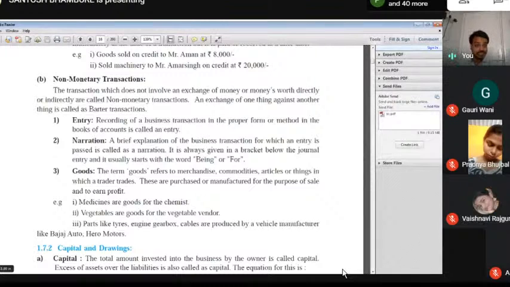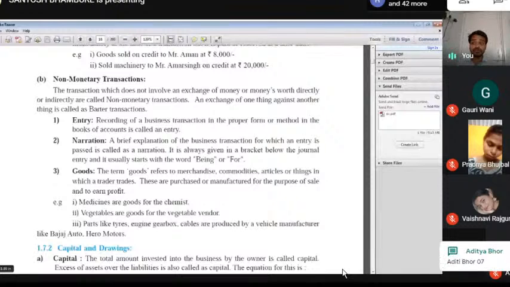Transaction means exchange between people. Monetary means cash is involved, right now, otherwise after some time later. Non-monetary means cash is not involved. That's what is called the barter system. Entry is a systematic way to enter in the books. Narration, a brief explanation.